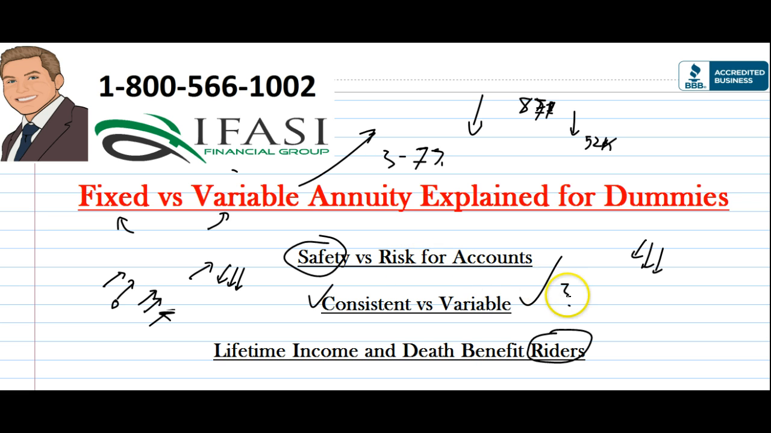If you keep living, and your account value goes down to $0, then the insurance company is still on the hook to provide you that lifetime income year by year by year. So they're very powerful when set up the correct way.